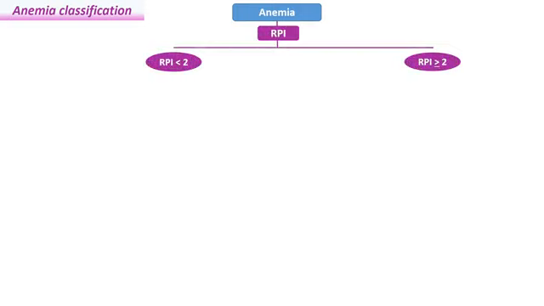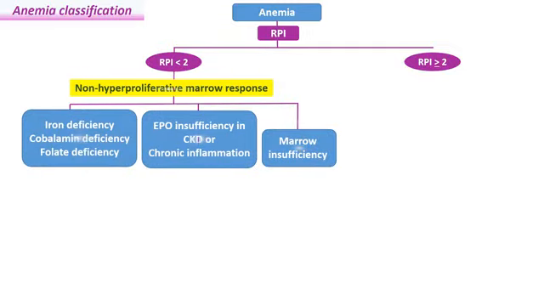Now come to the anemia classification. As I have discussed in the earlier slide, we have to depend upon the reticulocyte production index for anemia classification. RPI less than 2, RPI more than or equal to 2. First, we will discuss the RPI less than 2.